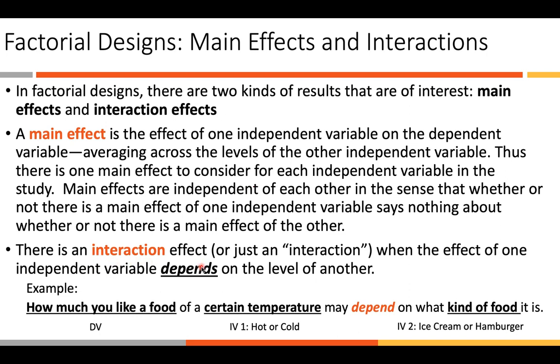And then, of course, we have the interaction effect, or just interaction, which is when the effect of one variable depends upon the level of the other variable. So let's look at that language with temperature and type of food. The effect of temperature, hot versus cold, depends upon the level, ice cream versus hamburger, of the other variable of type of food. So whether or not you like ice cream depends upon whether it's hot or cold. Whether or not you like hamburgers depends upon whether it's hot or cold.